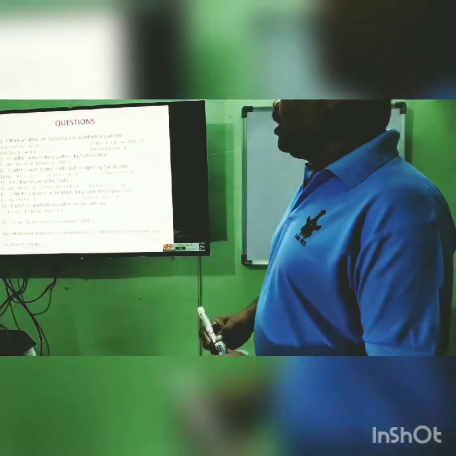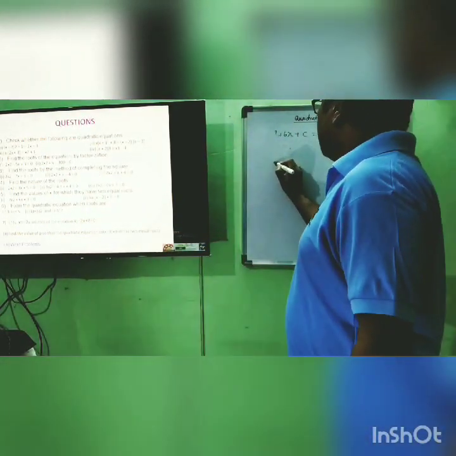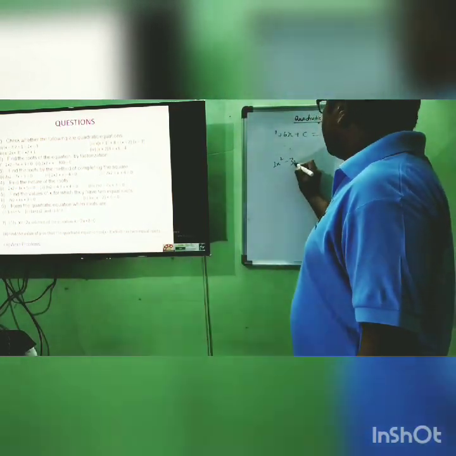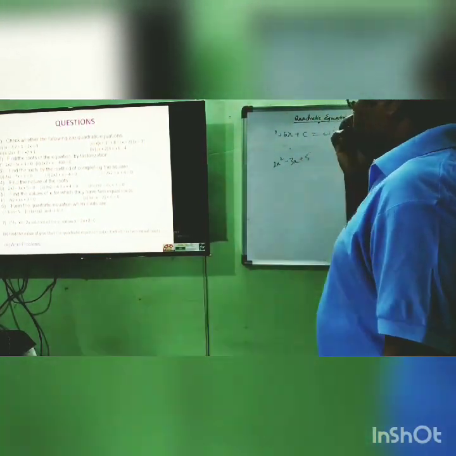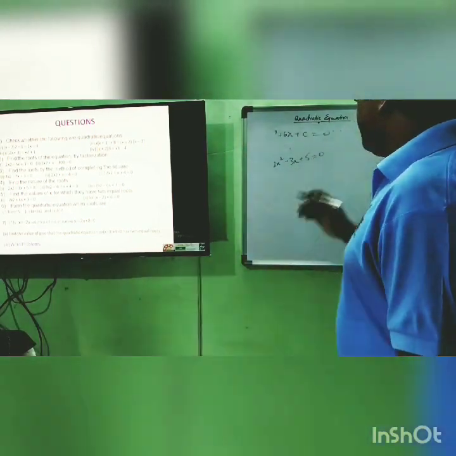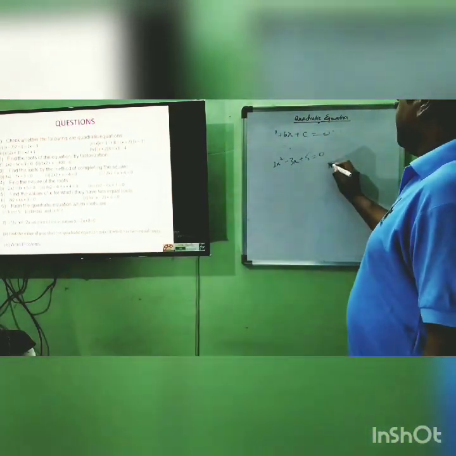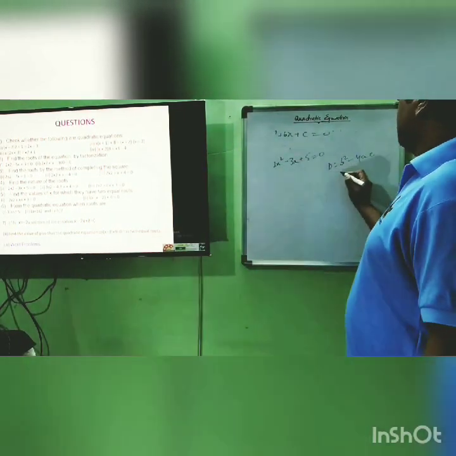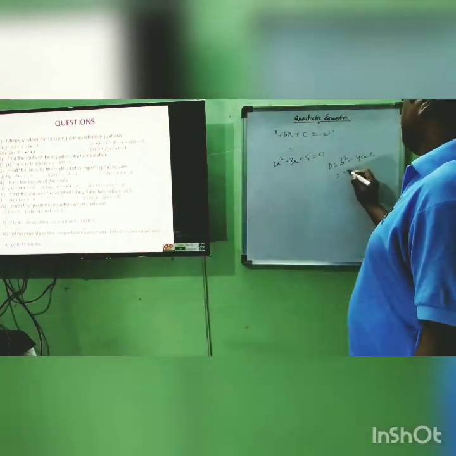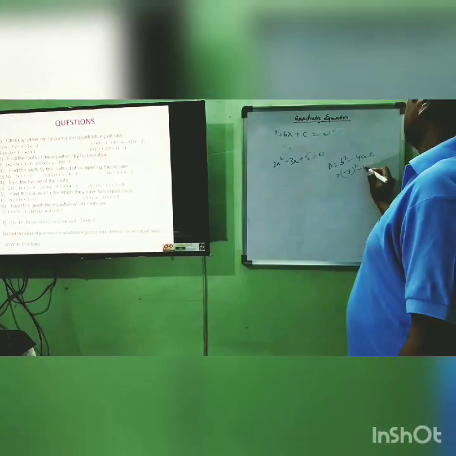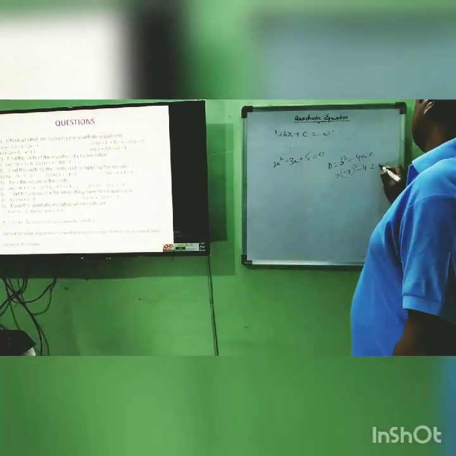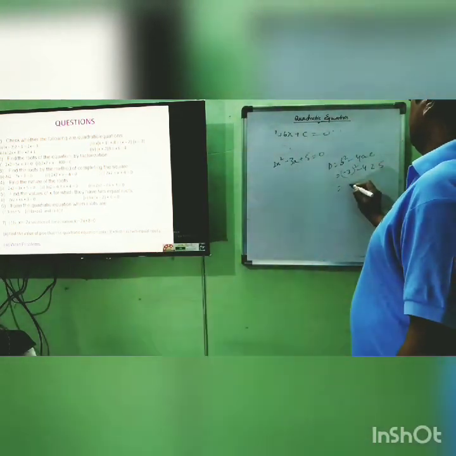Find the nature of the roots. Here it is important. Find the nature of the roots: that is 2x square minus 3x plus 5 equal to 0. To find out the nature of the roots, you have to find out D, that is b square minus 4ac. What is b? Minus 3. What is a, c? 2 and 5. So this will be 9.